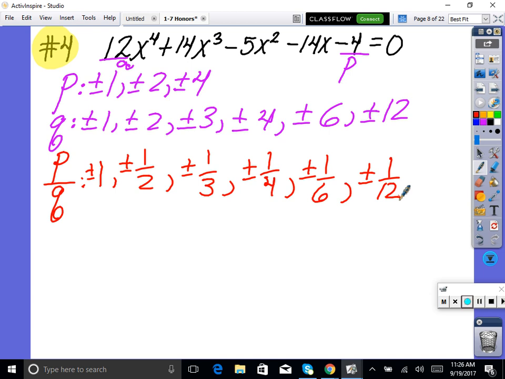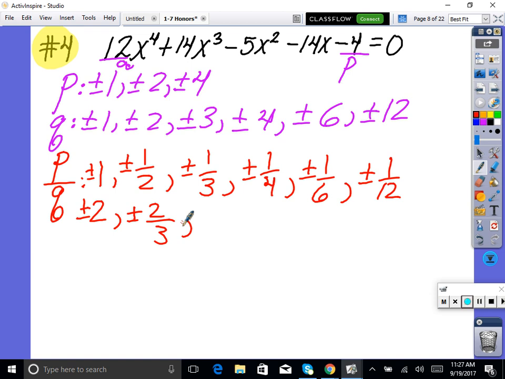Now let's do this one. 2 divided by 1 is 2. 2 divided by 2 is 1. We don't need to list it, we've already got it. 2 divided by 3, well, we don't have that one, so we've got to list that. 2/3. 2/4 is a half. We've already listed it. 2/6 is 1/3. We've listed it. 2/12 is 1/6. We've listed it. Does everybody agree with what I'm doing here?